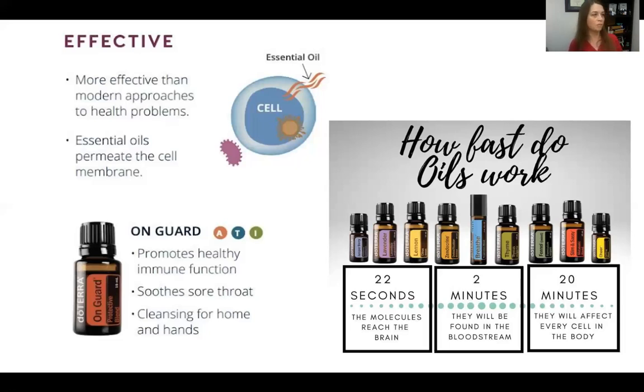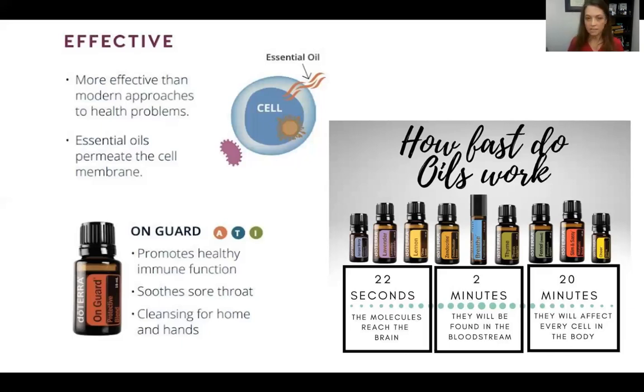And let's say we went to the water park a few months ago, or if you're going on a flight, or you may be using it more often. That's when I might pull out my On Guard and not just put it on once a day. Or maybe if you're under the weather, you're not feeling well, you may use it every couple hours. And the reason why is because oils work fast.